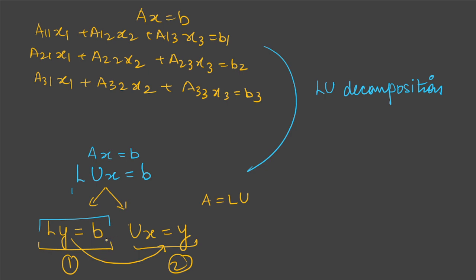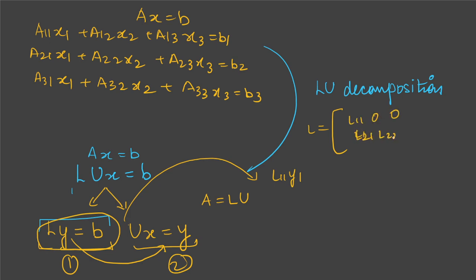That Ly equals B. How does it look? This is L11y1 plus L12y2 plus, this is not going to happen. Why? Because our lower triangular matrix looks like L11, 0, 0, L21, L22, 0, L31, L32, L33. So now you see L11y1 equals B1. Then L21y1 plus L22y2 equals B2. So are you realizing something?